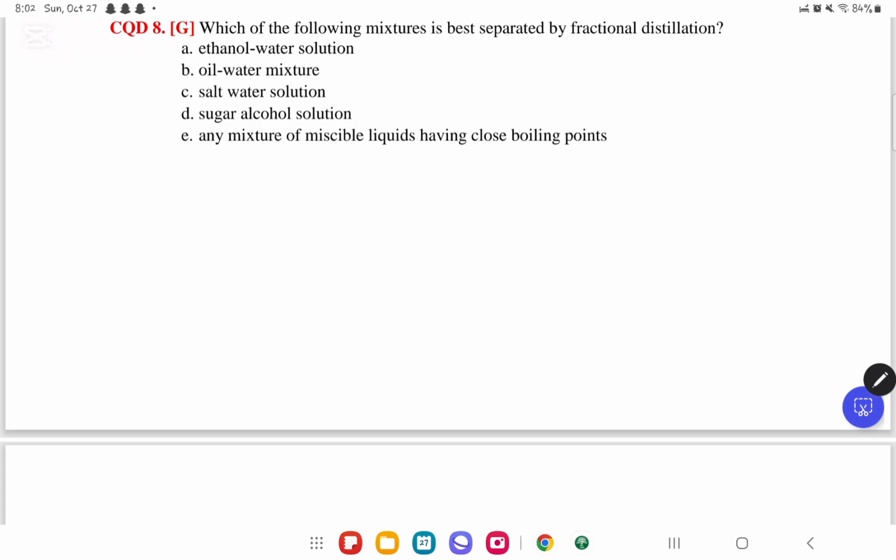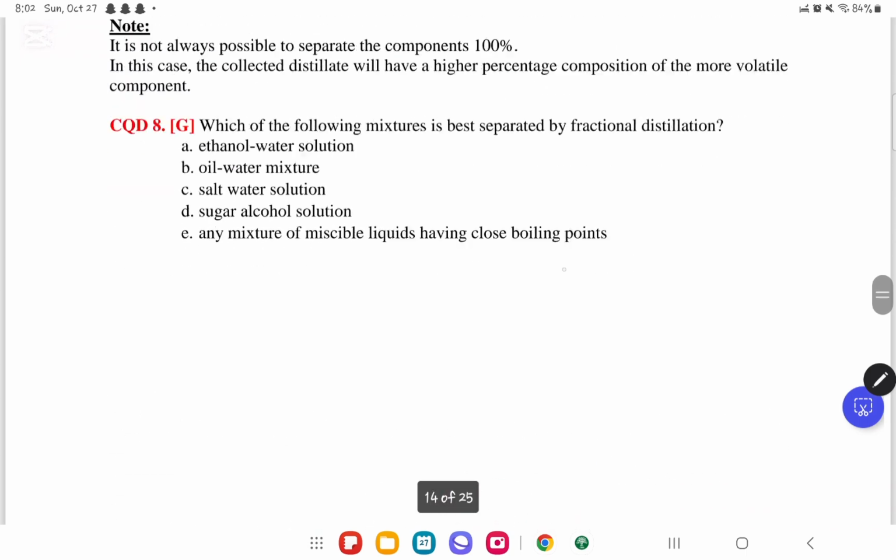So part E, which of the following mixtures is best separated by a fractional distillation? Fractional distillation, definitely we need ethanol, water solution. They have to be able to mix into each other and have close boiling points. Oil and water do not mix in each other. Salt and water do not have close boiling points. Sugar and alcohol do not have close boiling points, but definitely we use fractional distillation on any mixture of miscible liquids having close boiling points. So that's CQD 8 done.